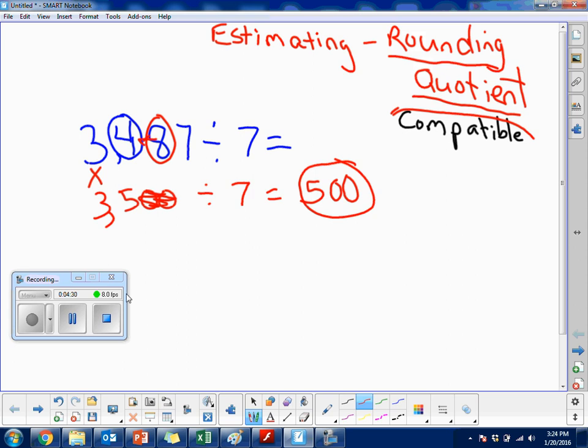So ladies and gentlemen, that is estimating quotients by rounding. Thank you so much for checking this out, and I'll talk to you later.